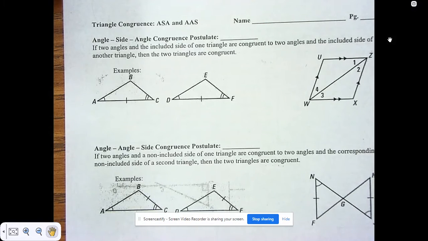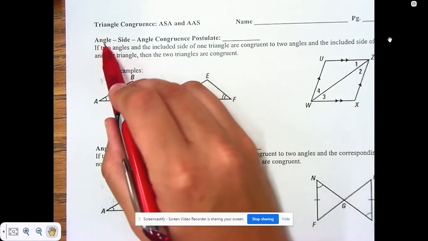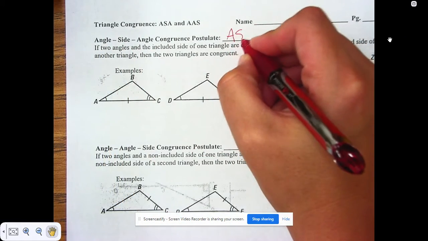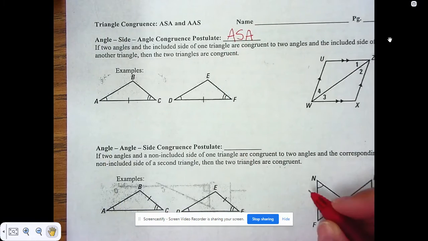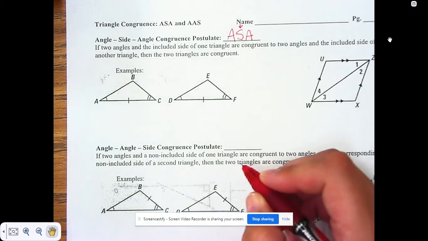Today's focus is on angle side angle and angle angle side. The first one we're going to do is the angle side angle congruence postulate. We're going to abbreviate that ASA. The order matters. The side has to be in between the angles.